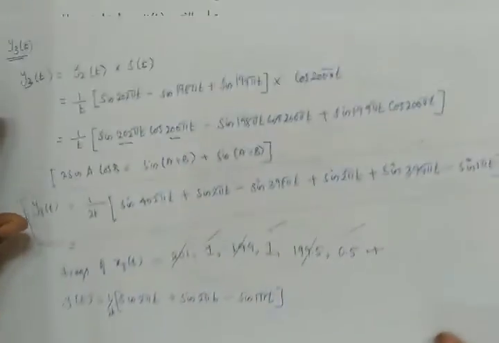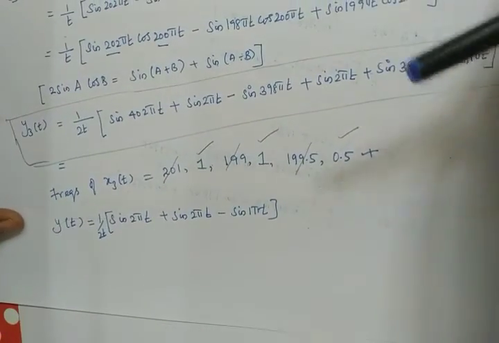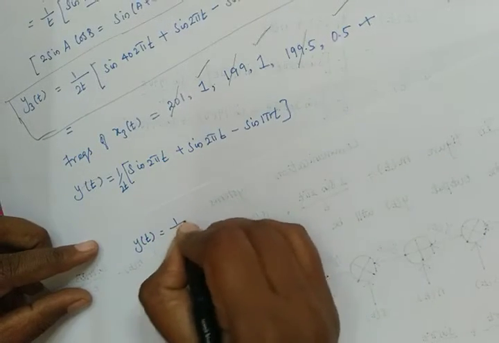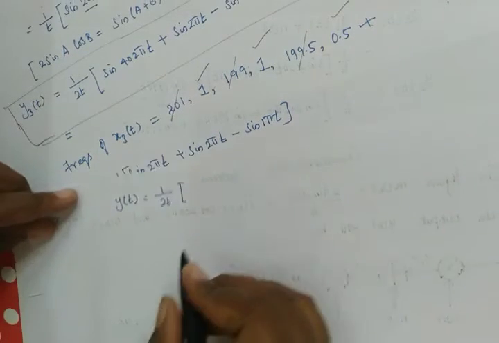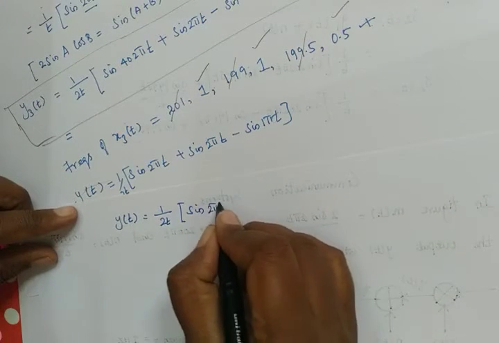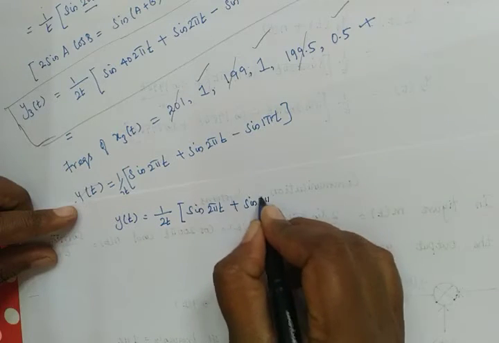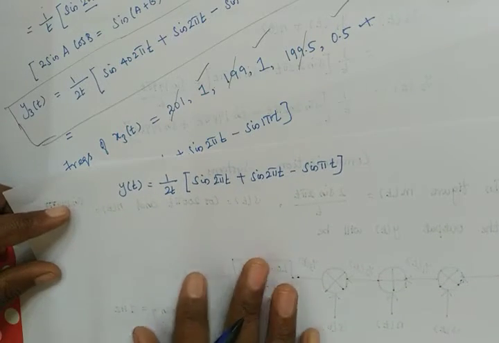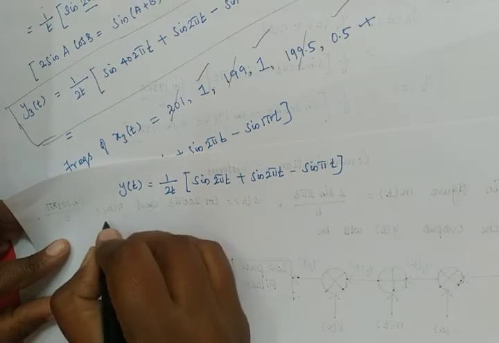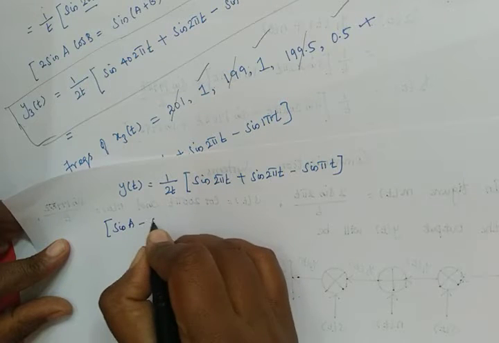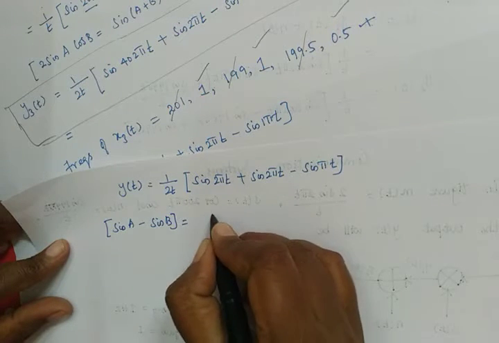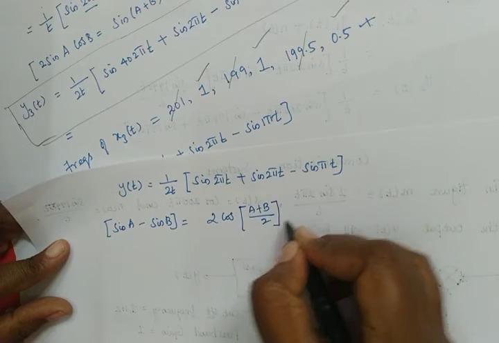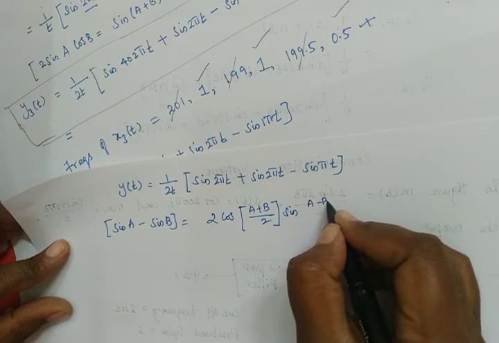So what we have to do is simplification according to this. So what is the output? y of t is equal to 1 by 2t into sine 2 pi t plus sine 2 pi t minus sine pi t. So this is our y of t. Now we have to form according to that answer. Now sine A minus sine B is equal to 2 cos (A plus B) by 2 into sine (A minus B) by 2.